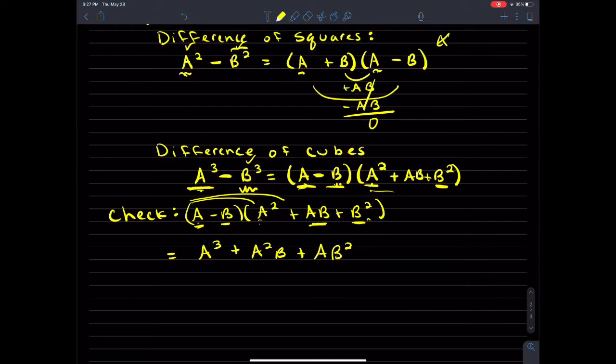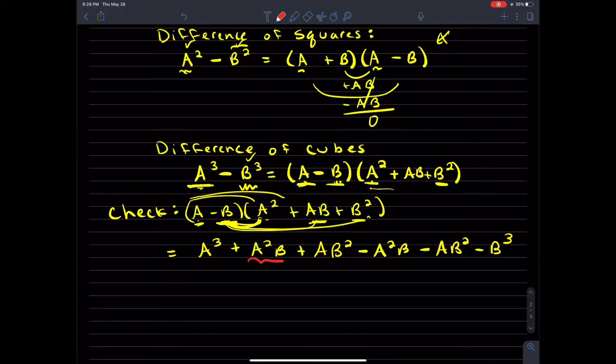And then a times my last term here is plus ab squared. And now we're going to distribute the minus b. Minus b times a squared. You could write minus ba squared, but you may not recognize that you have like terms, so I put it in alphabetical order. Minus a squared b is that first one. And then minus ab squared, alphabetical order. And then my last but not least, minus b to the third.